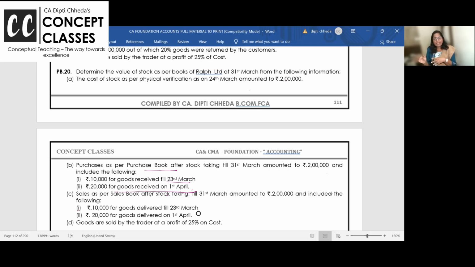Physically, they are not there. They are received on 1st of April. But if you have taken in purchases, in the value of the stock, will you take it or not? Yes, you will take it. Clear what I am saying?